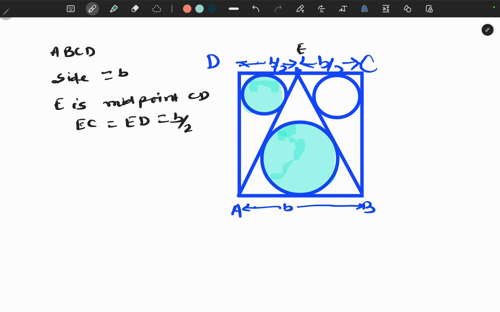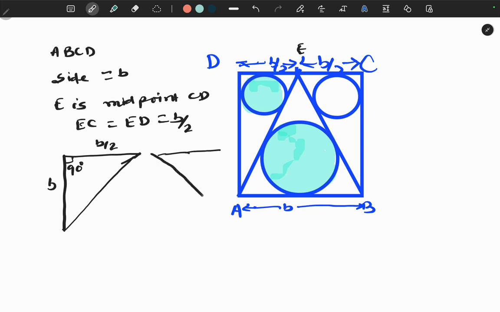Now to decode this further, we have three circles here, and we have to find the area of these three circles. The first circle is in a right angle triangle, because this angle is 90 degrees as it is part of a square, and this length is given as b. This is b by 2. Similarly, the other circle, which is just opposite to that, has the same setup: 90 degrees, b by 2.